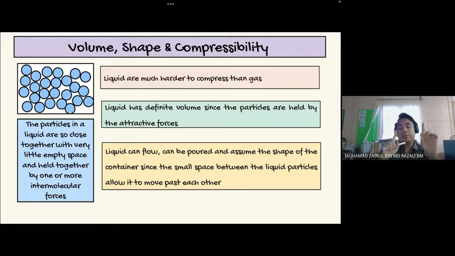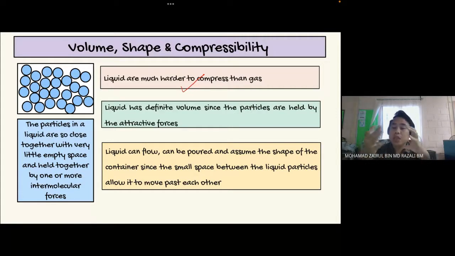Okay, so one property of the liquid is a liquid is much harder to compress. Compress tu maknanya awak daripada volume besar, awak nak kurangkan the volume. Itu kita panggil sebagai compression lah. Kalau gas, the distance between the particle is very far apart. So awak boleh compress je, senang je awak nak compresskan gas tu. Sebab tu gas yang asal daripada bekas yang 10 liter, awak boleh easily compress kepada bekas yang 1 liter, sebab partikel dalam gas tu is very far apart.